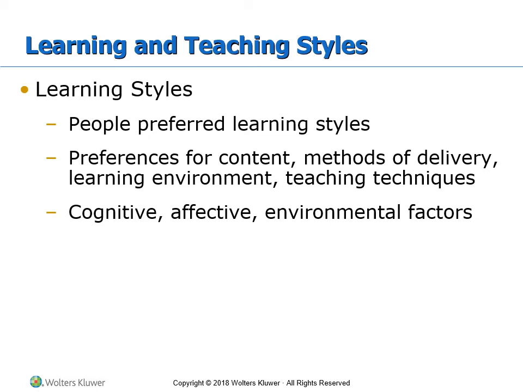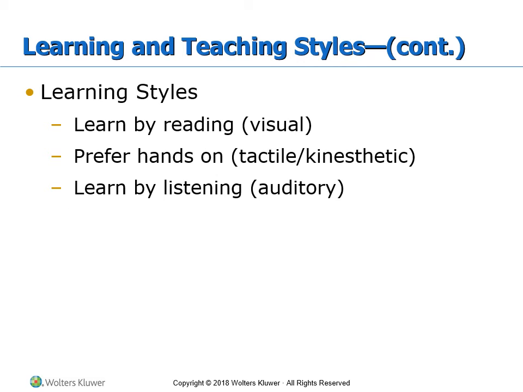The book does talk about learning styles, and so people have preferred learning styles with preferences for content, methods of delivery, the environment, and the specific techniques. And this includes different cognitive factors, affective or feeling factors, and environmental factors. Now, I'm sure you're familiar with these different learning styles. As the book talks about, these are preferences, but that doesn't mean people can't learn using other styles. So you've got learning by reading or watching, this is your classic visual. Hands-on being tactile or kinesthetic. And then listening, or auditory learners who like to hear things.